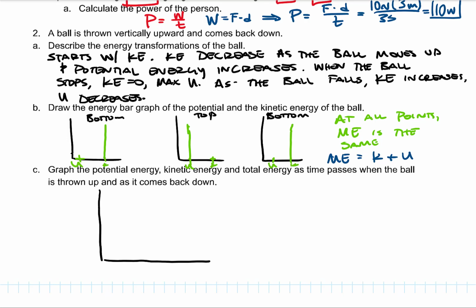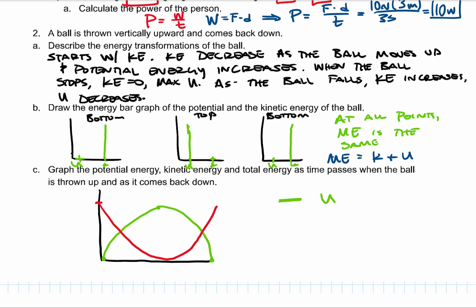So if we start off with the potential energy, we said it was 0, and then it gets up very high and it comes back down to 0. So it's going to do that and then come back down. This would be the potential energy.